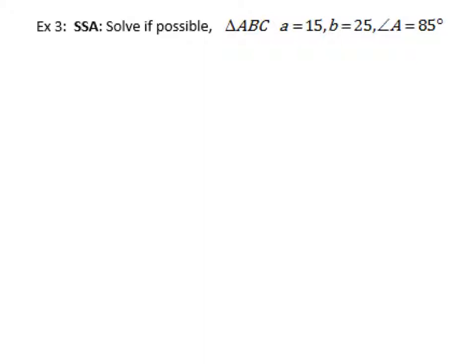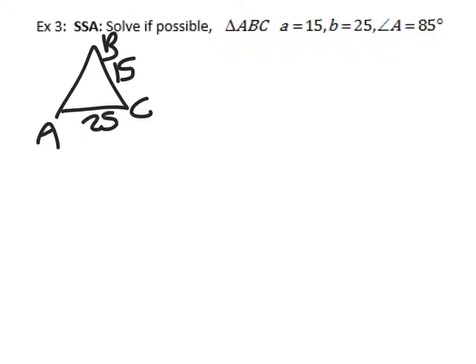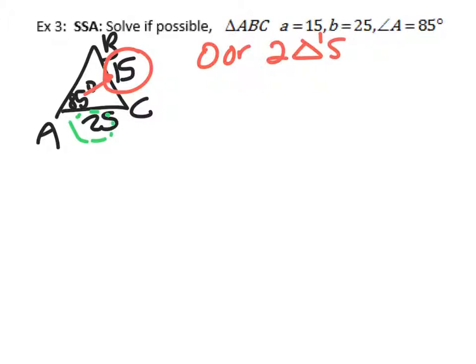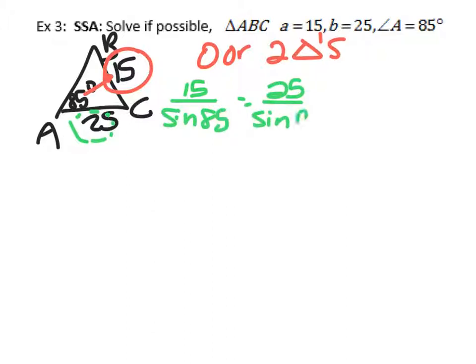Next one, I have A, B, C. a is 15, b is 25, A is 85 degrees. And again, this side across from the angle is now smaller than this other given side. So that means I have 0 or 2 triangles. And I'll show you how to have the calculator tell you which one it is. So let's set it up. a divided by sine of A equals b over sine of B equals c over sine of C.